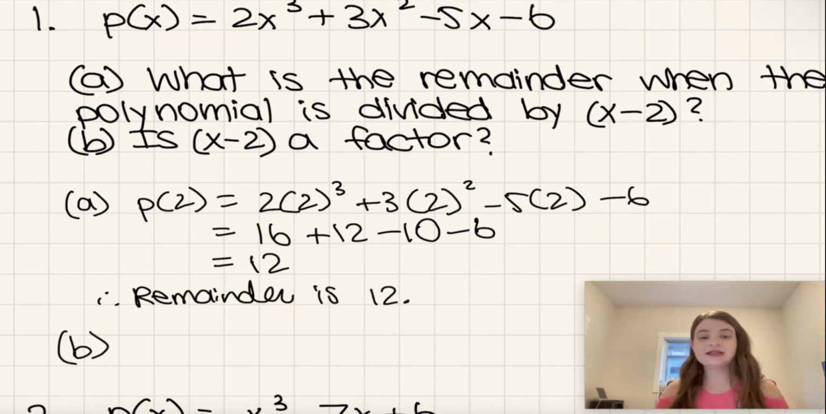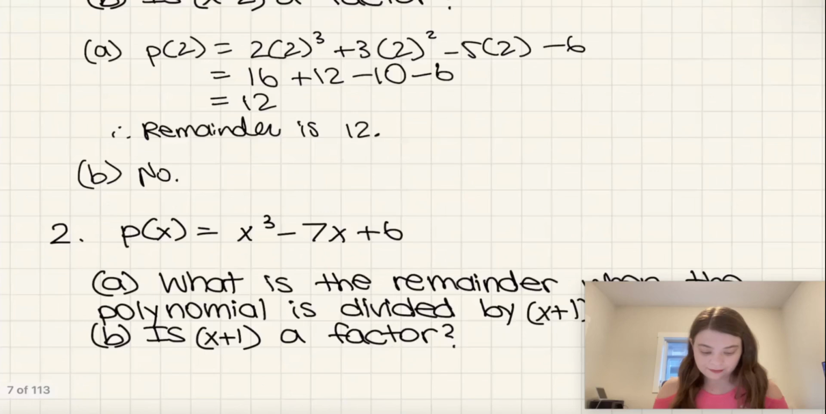Part B is similar. It asks, is x minus 2 a factor of this polynomial? And the answer is no, right? Because in order for a linear divisor to be a factor of a polynomial, or really any divisor to be a factor of a polynomial for that matter, the remainder would have to be 0. Because the remainder is 12, if the goal here is to factor this polynomial, which oftentimes it is or will be in the future, then dividing by x minus 2 isn't really going to help us because that's not a factor.